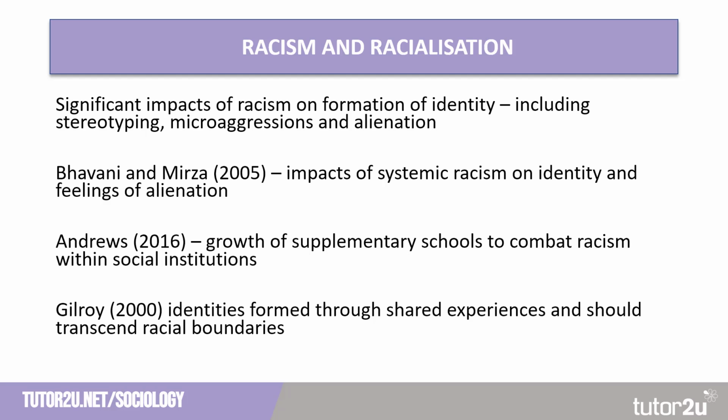Whilst Andrews examined how supplementary schools provided educational support and cultural affirmation for black children, which fostered a sense of identity and resilience in the face of systemic racism. Gilroy, on the other hand, critiques racial essentialism and advocates for transcending racial boundaries, suggesting that identities are formed through shared experiences and cultural exchanges rather than fixed racial categories.